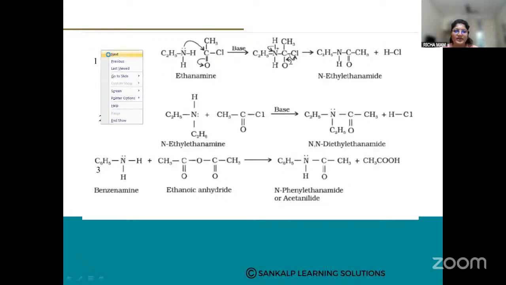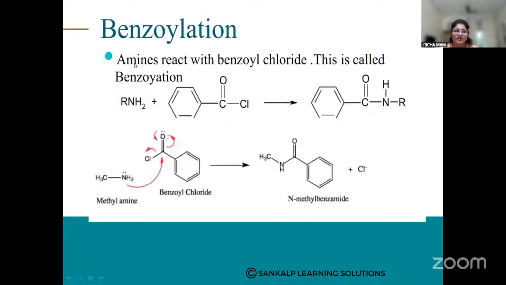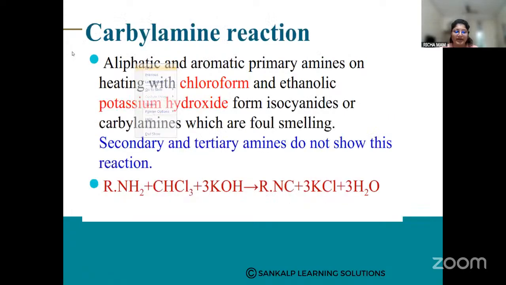Okay. Then we had started with the carbylamine reaction. So very, very important. I have told you, mark this as important. Here the primary amines, we are going to heat them in a mixture of chloroform and alcoholic KOH. What does it form? It forms isocyanate. So isocyanate is what? Here the alkyl group is attached to nitrogen. So this is your isocyanate.